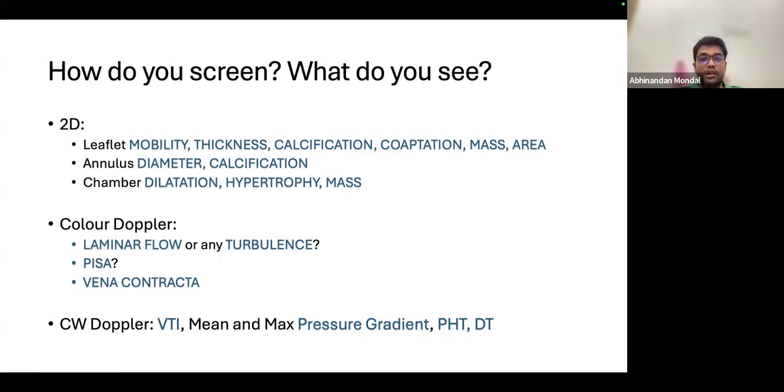In color Doppler, we see whether the flow is laminar or if there is any turbulence. This is very important. Whenever you see a valve, you put a color Doppler, with the Nyquist limit kept around 50 to 70 centimeters per second, and you see whether the flow is laminar or if there is any turbulence. If there is any turbulence, that means there is some pathology.